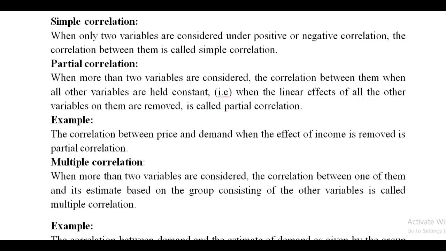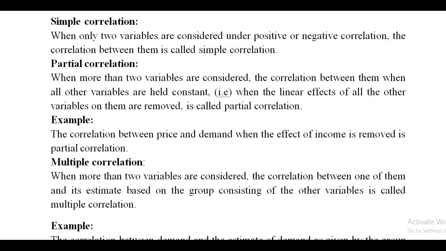And partial and multiple correlation: if we have more than two variables, then we can classify it as partial correlation or multiple correlation. What is the difference between partial and multiple correlation? In both cases, we are considering more than two variables. In partial correlation, we consider only two variables, and the other variables we keep constant. It removes the linear effect of all the other variables. So we consider only two variables, and all the remaining variables are treated as constant. This is called partial correlation.